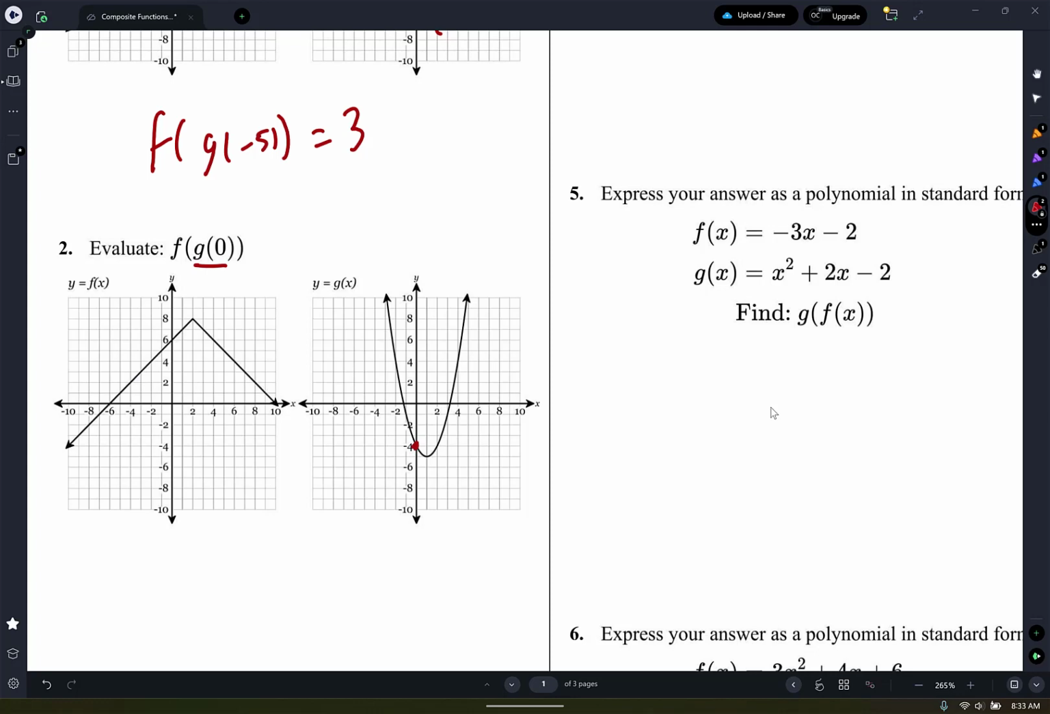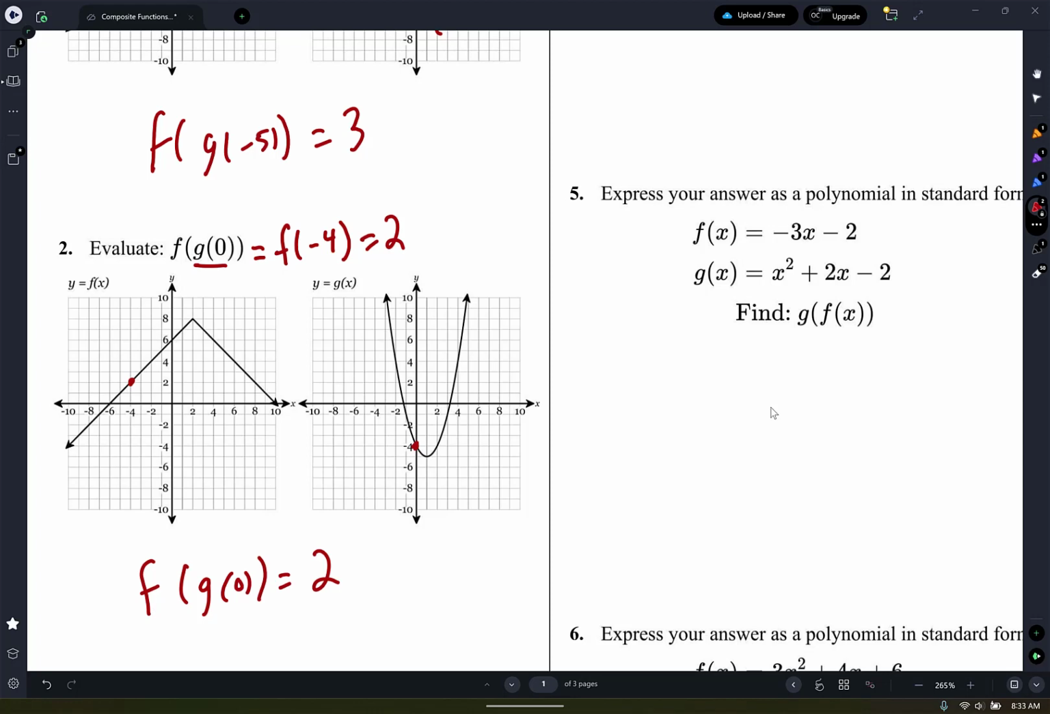I go down there, and it looks like it's -4. So that's what you're going to put into f. So f of -4, I go to -4, and it looks like it is 2. So f of g of 0 is nothing more than 2.